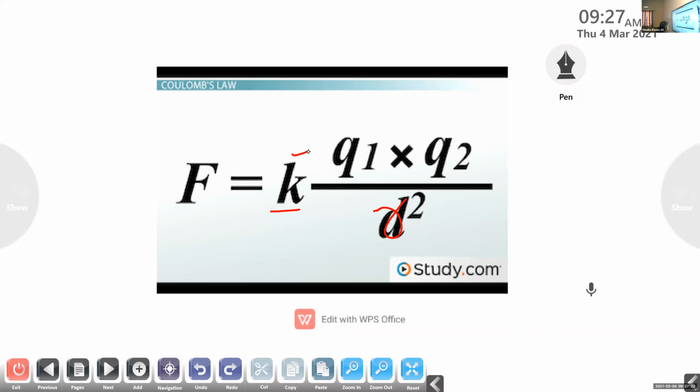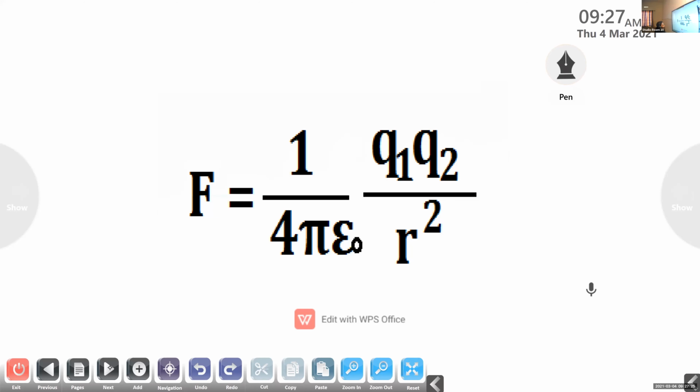Before that, what is the equation for K? 1 by 4 pi epsilon. Yes, K is equal to 1 by 4 pi epsilon 0. What is epsilon 0? Ashwin, can you help me find out what epsilon 0 is? Permittivity. Epsilon 0 is the permittivity of what? Free space. Yes, epsilon 0 is the permittivity of free space.